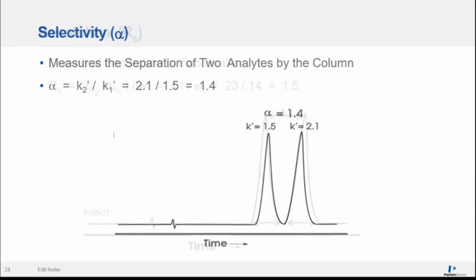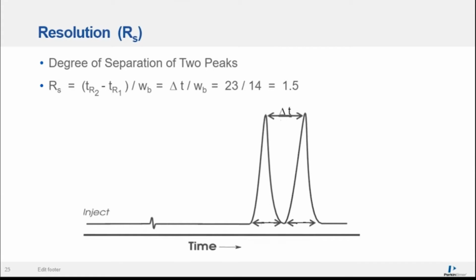the resolution equation. And here you can measure the degree of separation from 2 peaks by taking the retention time of the second peak, dividing it by the retention time of the first peak, and then measuring the width at base. And a good rule of thumb is you want, as a minimum, a resolution value of 1.5, because this means you have actually separated your 2 peaks to baseline. The larger the resolution, the better the separation of the 2 compounds. However, the larger the resolution, the greater the analysis time.